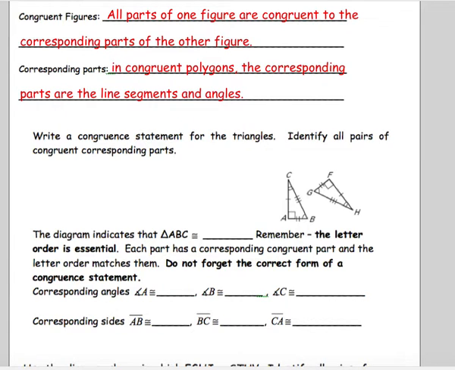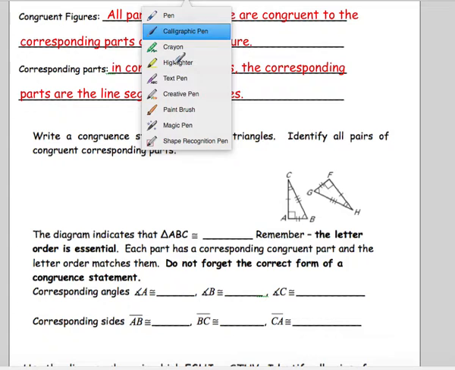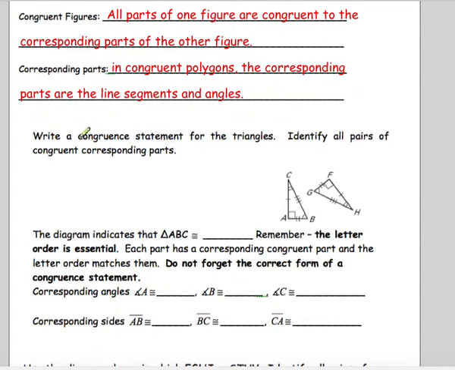So really, really important here, and this is something that gets forgotten so frequently. A congruent statement for these triangles is when you're naming the triangles congruent, and the order matters, and that's why it says the letter order is essential. If you don't name them in corresponding order, then the statement is incorrect. So you must put them in corresponding orders. And it's harder when they get to be overlapping in the picture, and sometimes it's hard to visualize it, so you have to be very, very careful.